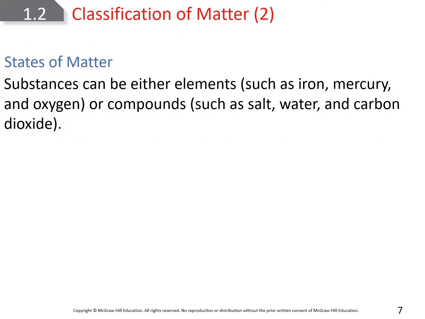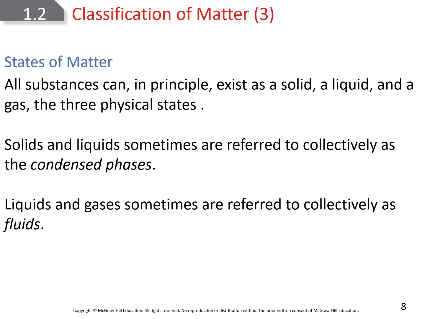When we talk about states of matter, we can talk about elements as simply what we see on the periodic table. Examples, and I've already said a few: oxygen, carbon, mercury, nitrogen. These are all just basic elements, the individual elements on the periodic table. Compounds are those elements combined. Theoretically, all substances can exist as a solid, a liquid, and a gas. Those are the three physical states.